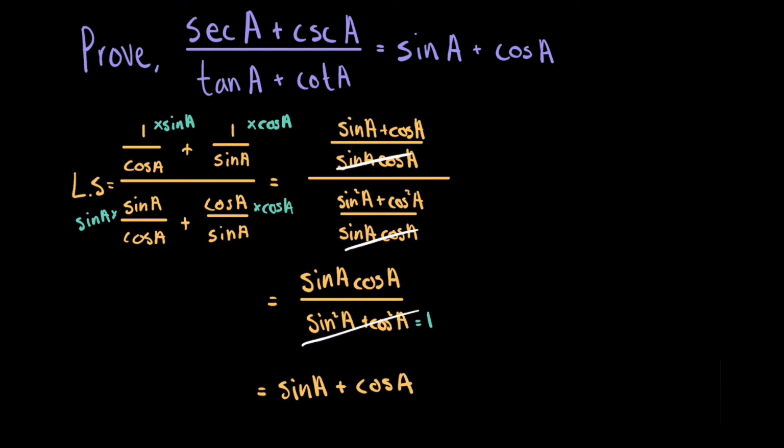And this is equal to the right-hand side of the initial equation, as desired. So to recap what we did here, first we started with the more complicated expression over here, and we expressed all the terms as just cosines and sines. We then found common denominators and grouped together, and after reducing we were able to find the final answer, sine A plus cosine A, which was just the right-hand side.